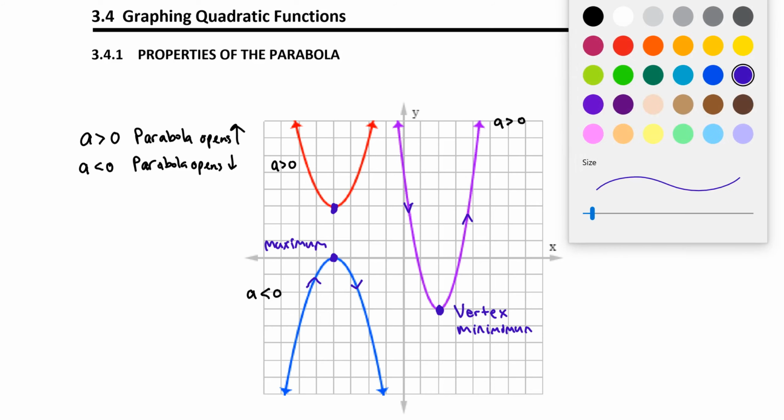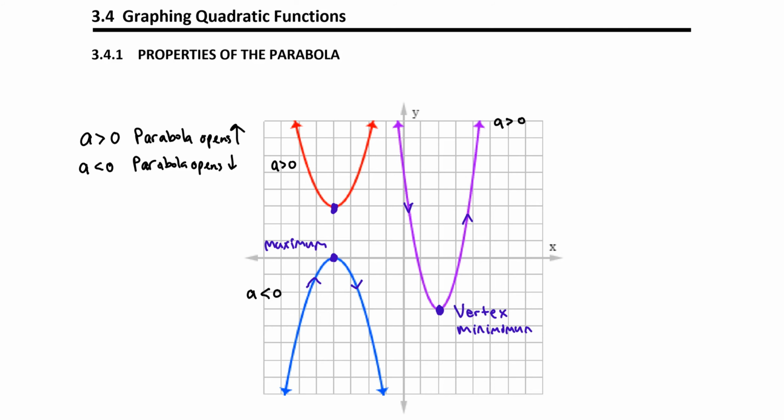Notice all of these parabolas have a type of symmetry. If I construct a vertical line through the vertex, it's going to divide that parabola in two mirror images, two matching halves. This line is called the axis of symmetry. Every parabola is going to have one. It's simply a vertical line that passes through the vertex, and it functions as a mirror.